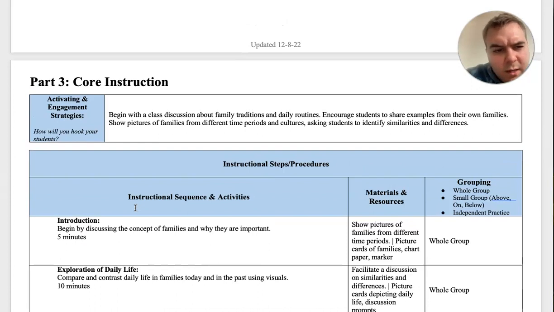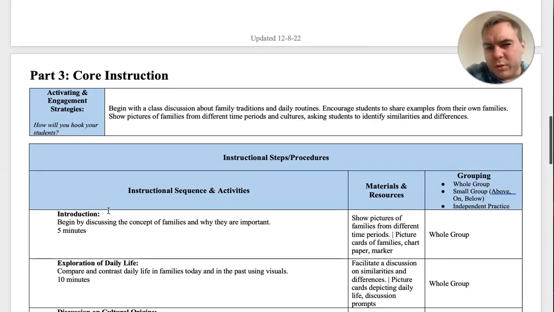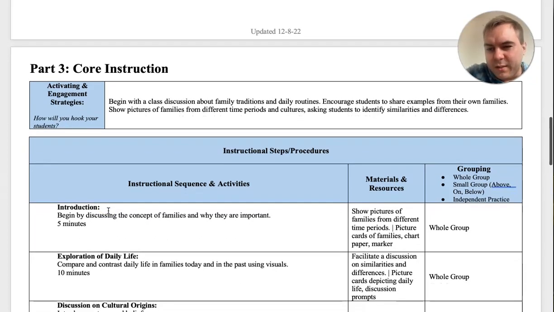Begin with a class discussion. The way I'm going to engage the students is I'll begin with a class discussion about family traditions and daily routines, encouraging students to share examples from their own families. And I'll show pictures of families from different time periods and cultures, asking students to identify similarities and differences.